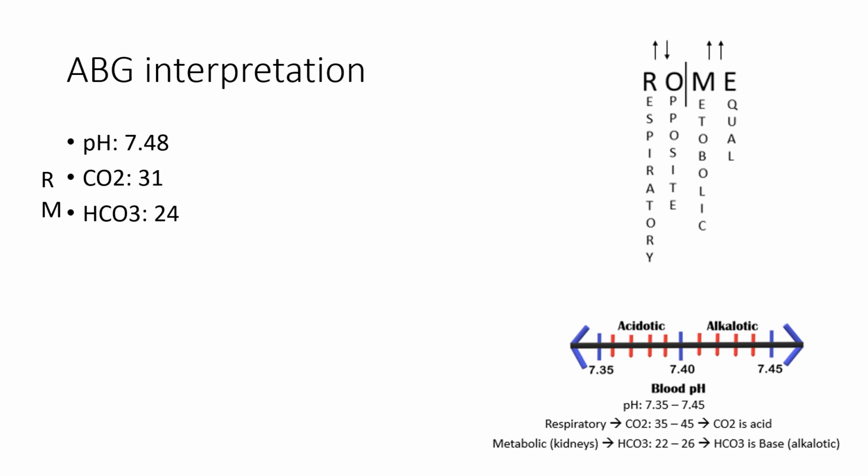All right. So looking at this ABG, we have a pH of 7.48. Is that high or low? It's high. We have a CO2 of 31. High or low? That's low. And we have an HCO3 of 24. High, low? That's normal. So respiratory opposite, which we are: respiratory opposite, metabolic equal. So metabolic, our kidneys are not part of this equation right now. So we're going to be respiratory alkalosis uncompensated.